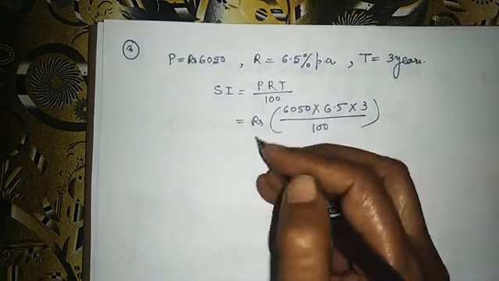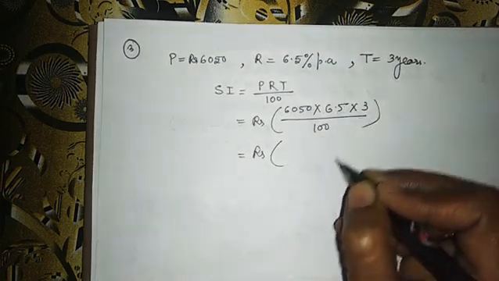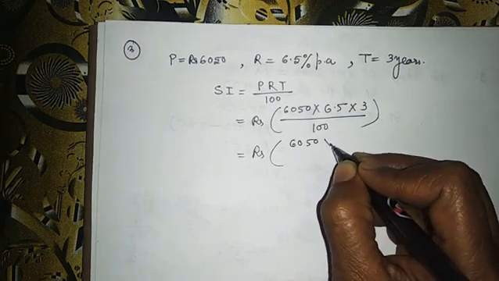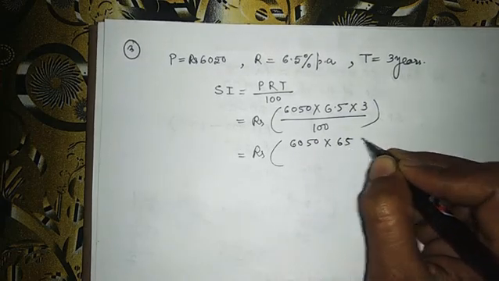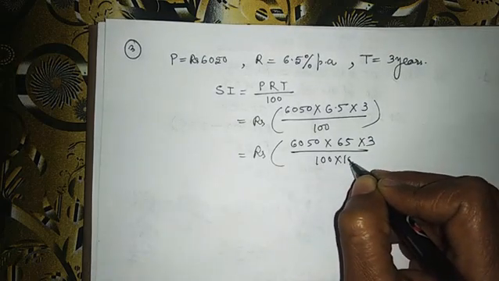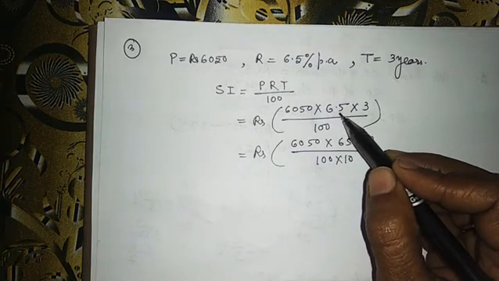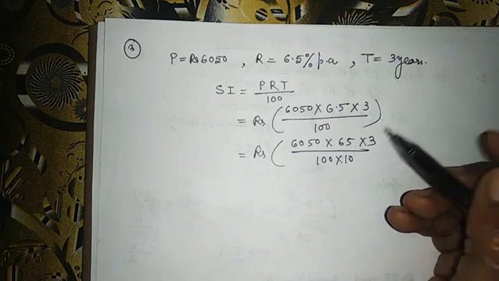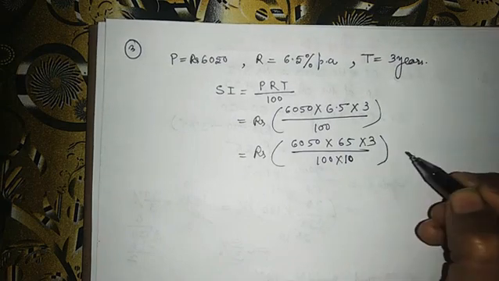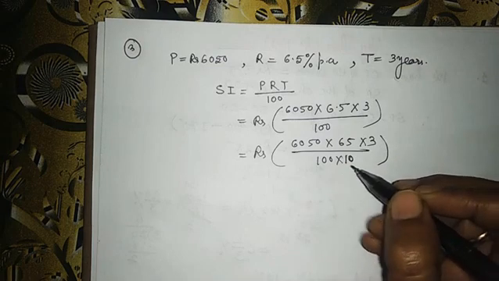Now we will solve this. Here 6.5 is in decimal. So 6050 into 65 upon 10, into 3, upon 100, we will do, because this 6.5 in fraction we will write as 65 upon 10. So this 10 will come here. Now we will solve all the steps of this question.